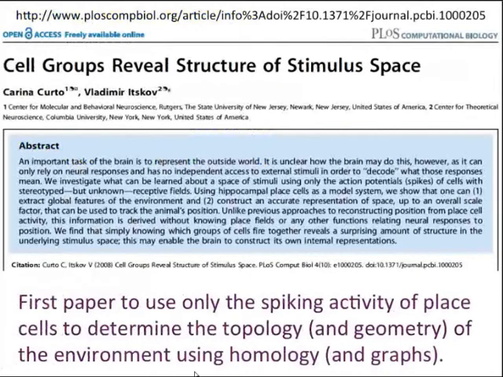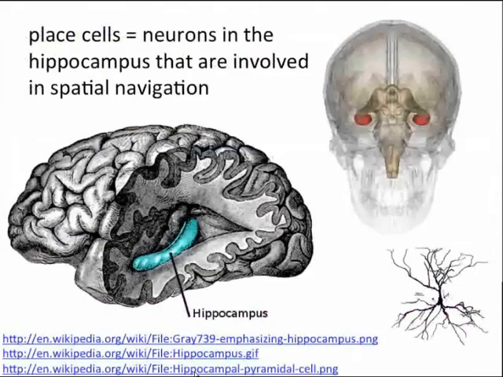All 3 speakers recommended this paper on cell groups reveal structure of stimulus space, so we'll discuss that first. This is the very first paper to use only the spiking activity of place cells to determine the topology using homology. So let's see what that means.